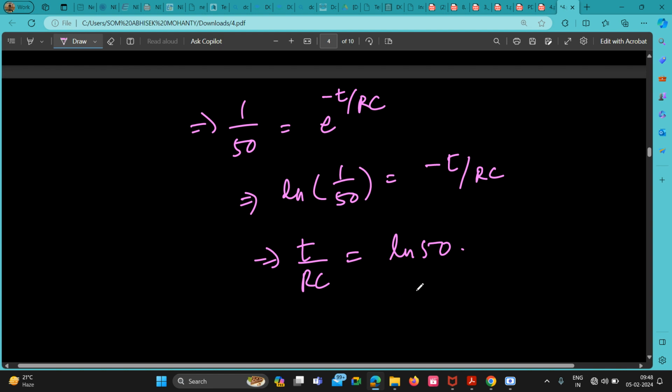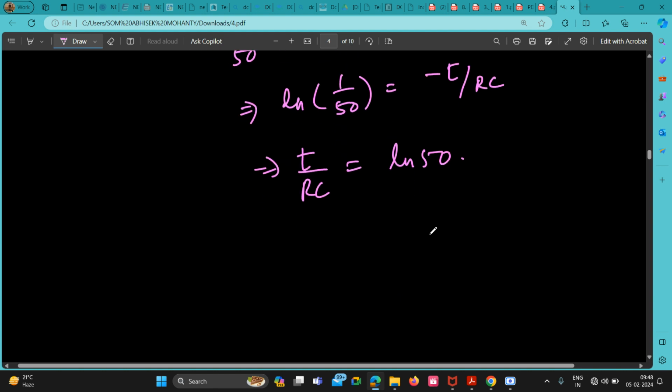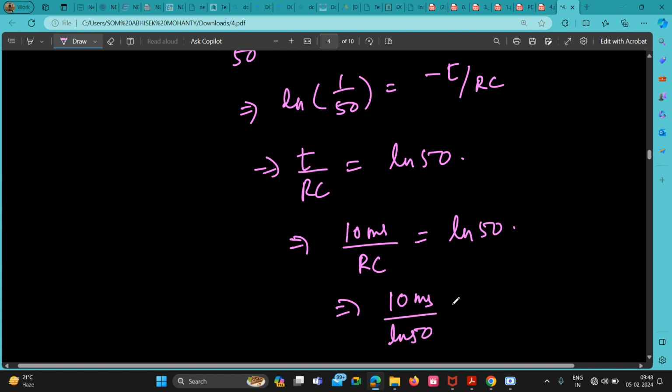t by RC is equal to ln 50. When t is 10 millisecond, 10 millisecond by RC is equal to ln 50. So RC can be written as 10 millisecond by ln 50. Right. Now what will I do?